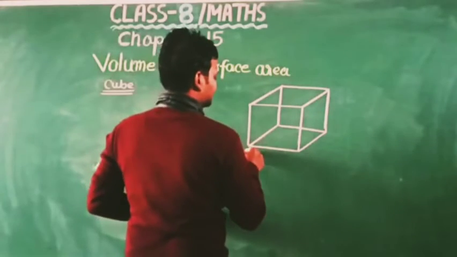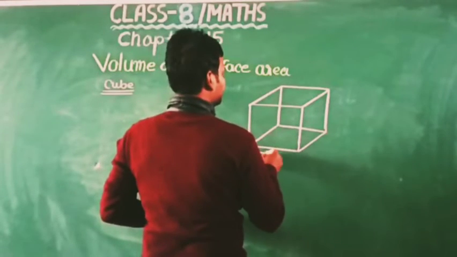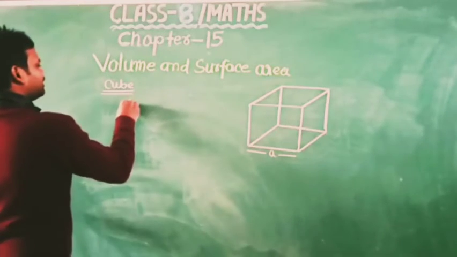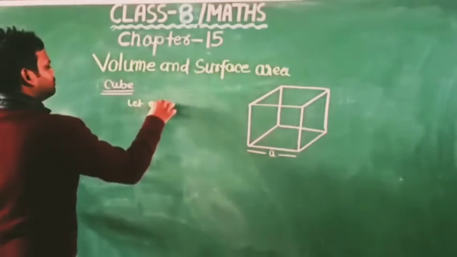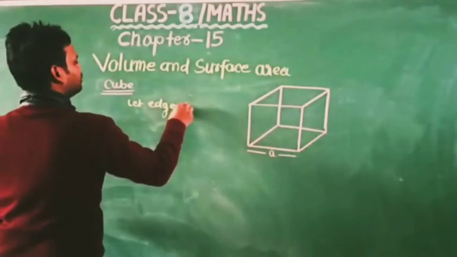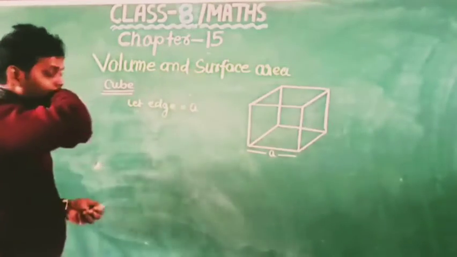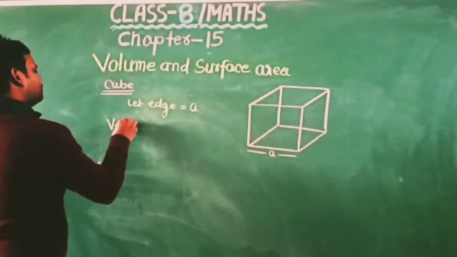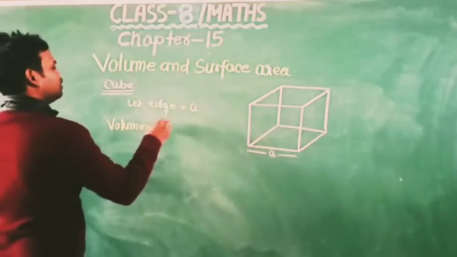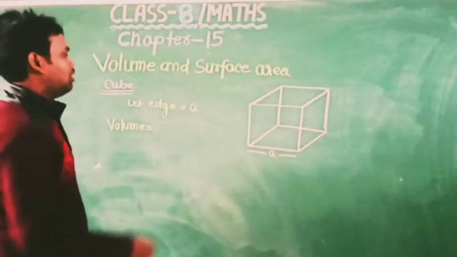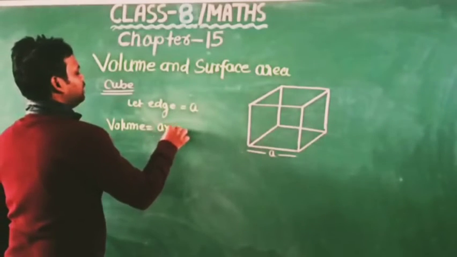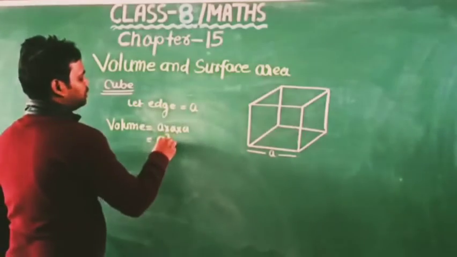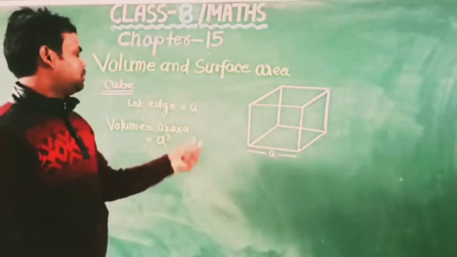So suppose the side of cube, means edge of cube, is A. Let edge of cube equal to A. Then volume of cube equal to length into breadth into height, all are equal. A into A into A equal to A power 3 cubic units. Okay, volume of the cube.